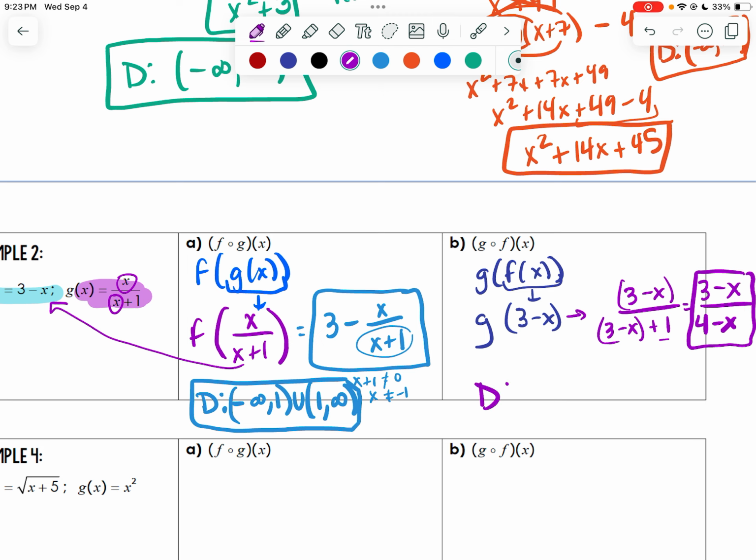Okay, so now this one, when I think about the domain, I don't care about the top. You can do 0 divided by anything all day long. That's just 0, which is fine. That's a number. It's just the bottom. So I need the bottom to not be 0, right? Well, you're thinking, what makes that 0? Well, you could go through and solve this, or you could say, well, it just has to be 4 divided by negative 1. So x cannot be 4. Okay, so again, it's negative infinity to 4, can't be 4, so I'm going to use a parenthesis, and then 4 to infinity.